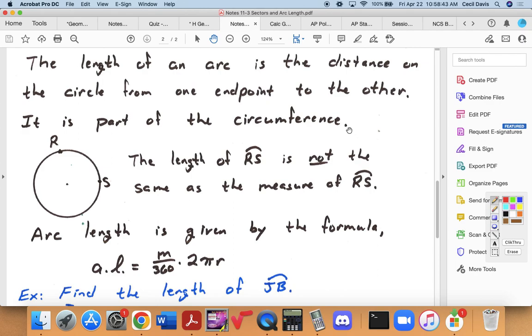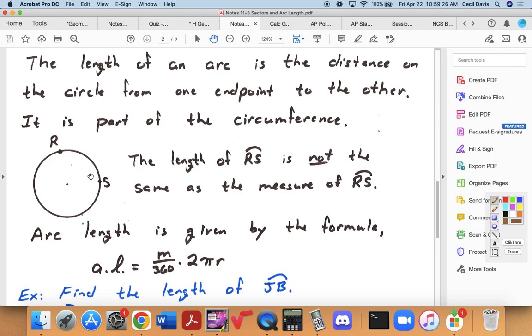All right, so moving on to page 2. So the length of an arc is the distance on the circle from one endpoint to the other. It's part of the circumference. One thing you have to be careful of is that the length of arc RS is not the same as the measure of arc RS. The measure of arc RS is like 80 degrees or 120 degrees or whatever. It's how much bend it has to it. The length is the distance from here to here, if you were to cut that out of the circle, straighten it out, and put it on a ruler.